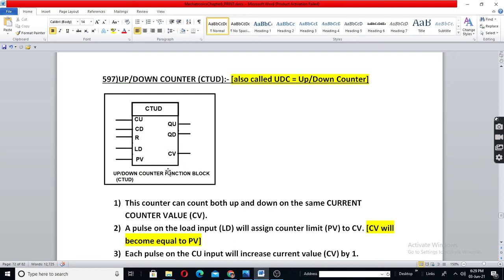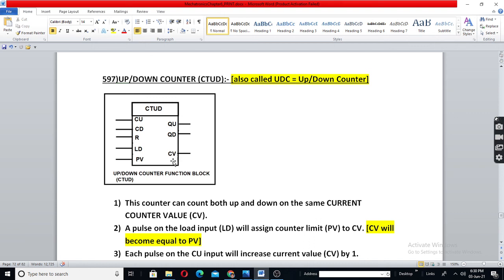Then, if we give CU, say 3 pulses, this will become 1, 2, 3. Okay, after reset, say. Then, if you give 1 pulse here, this will become 2. Say next 4 pulses here, 2, 3, 4, 5, 6. Next, say 3 pulses here. From 6, again it will come down. 6, 5, 4, 3. Okay.